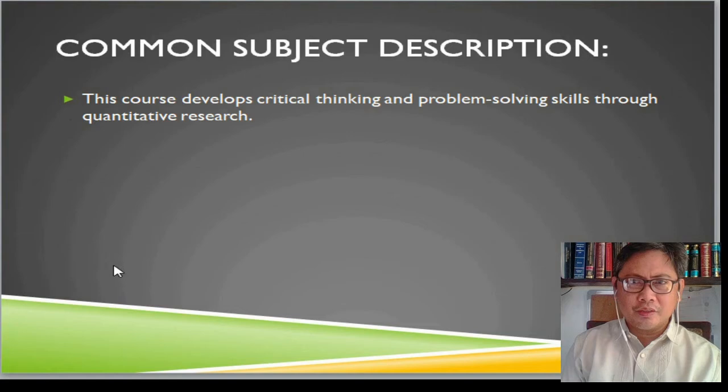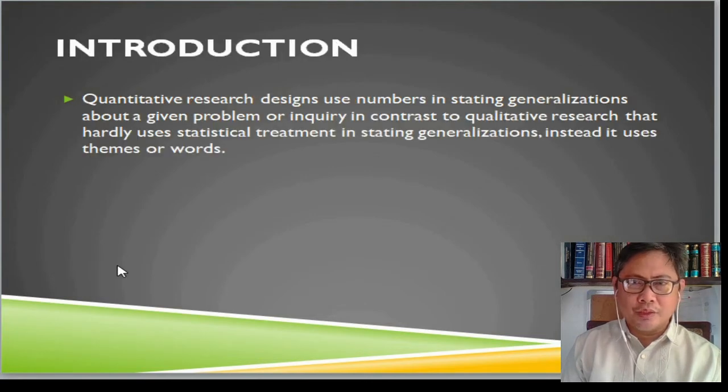So the common subject description of our course is for you to develop critical thinking and problem-solving skills through quantitative research. So in Practical Research 2, we will be using quantitative research. Unlike in Practical Research 1, where we studied qualitative research. Quantitative research design uses numbers in stating generalization about a given problem or inquiry, in contrast to qualitative research that hardly uses statistical treatment in stating generalization, and instead uses themes or words.